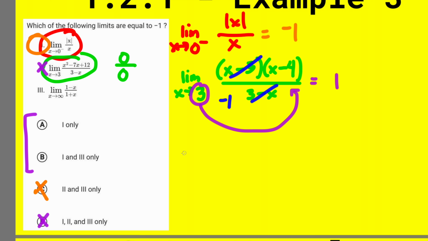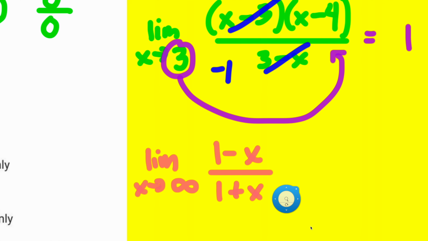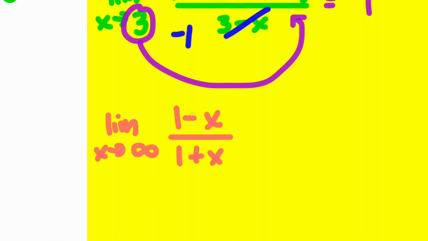Okay, the last one, x is going to infinity. This one's a cool problem to do because anytime you go to infinity, it makes all the math super easy to do. I'll show you what I mean. When you're going to infinity, any number that's with it, any constant, is meaningless. So for example, right here, this 1 minus x. Well, x is going to infinity, so it's 1 minus infinity, which is just going to be -infinity.